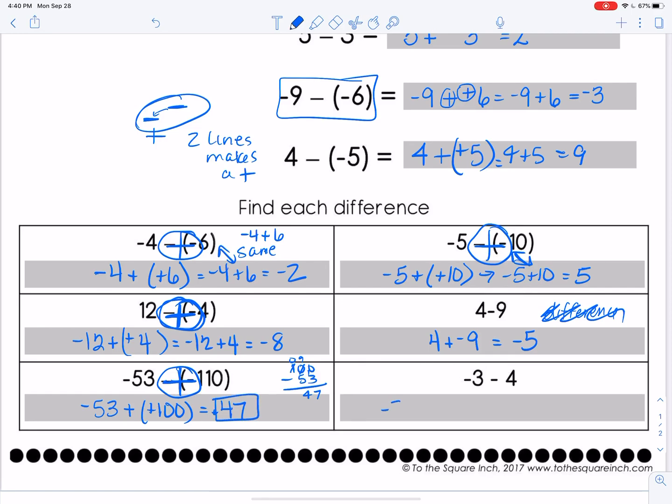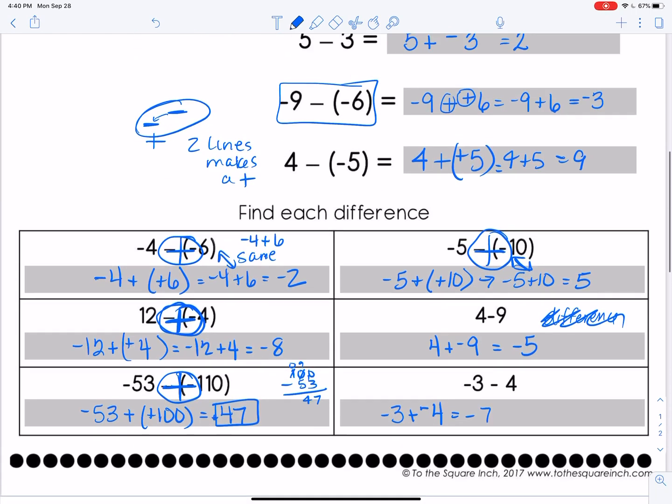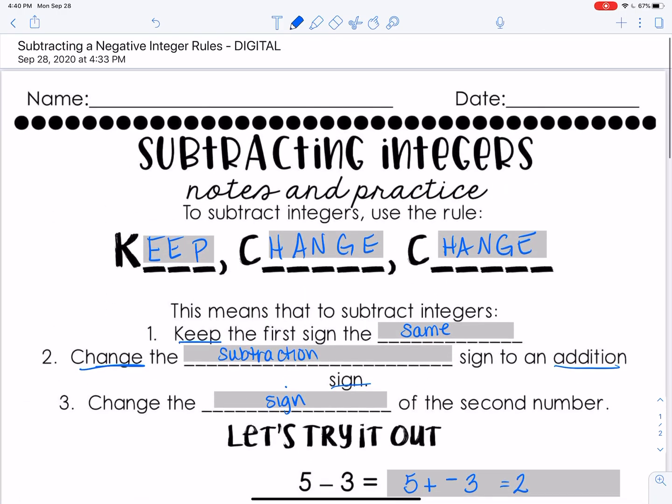Okay, keep negative 3, change, and change. So negative 3 plus negative 4 becomes negative 7. So there are so many ways to learn these same things. We're going to do some more practice.